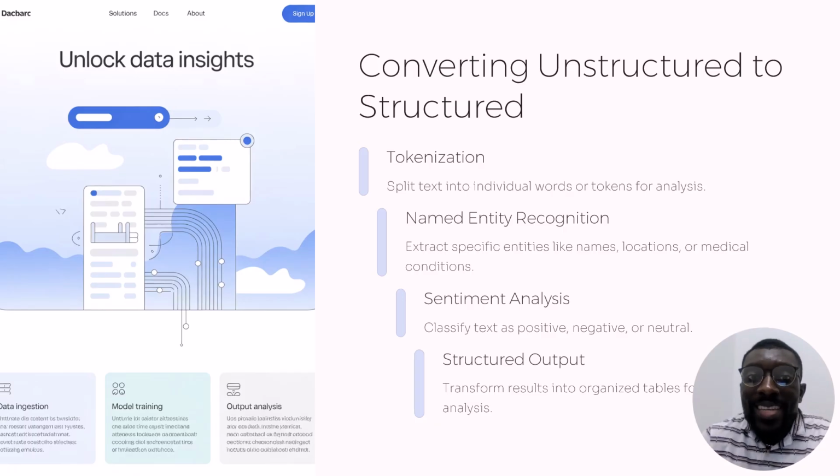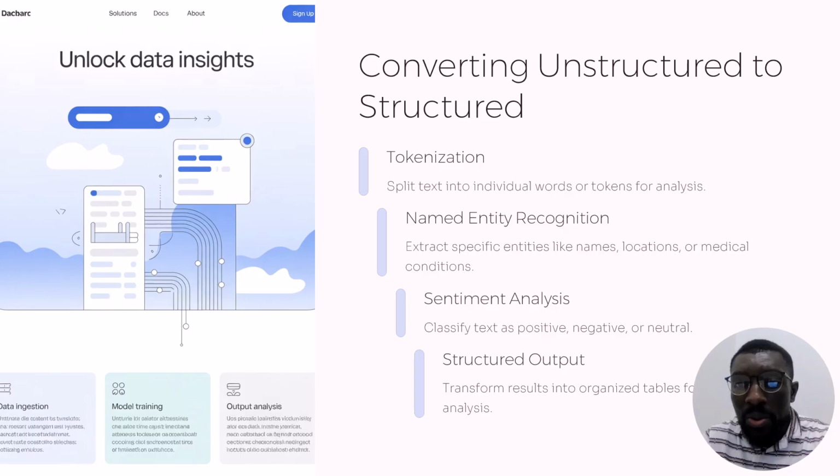So how do we unlock the data insights? Well, by converting unstructured to structured. We use tokenization, which is basically splitting the text into individual words or tokens for analysis. Then we do named entity recognition by extracting specific entities like names, locations, or medical conditions. Then we proceed with sentiment analysis, which is basically classifying the text as positive, negative, or neutral.